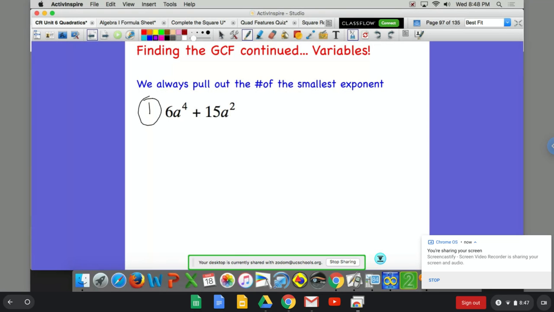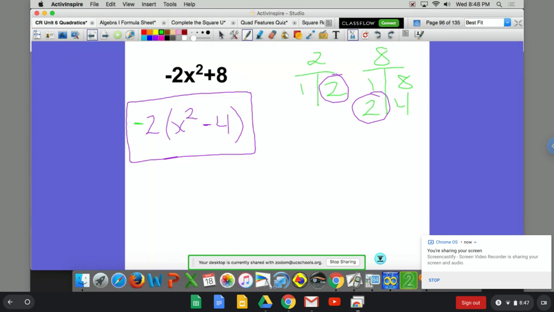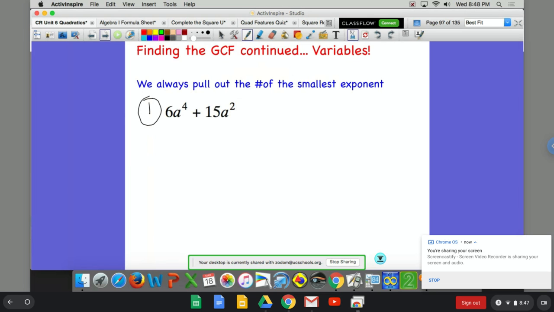So if you will notice, we have 6a to the fourth plus 15a squared. Yesterday, we can actually jump back real quick, we had negative 2x squared and then just an 8. So the second term was a constant. It did not have a variable, but today we are shifting to where both terms have a variable. And so we will notice that one is a to the fourth and one is a to the second.